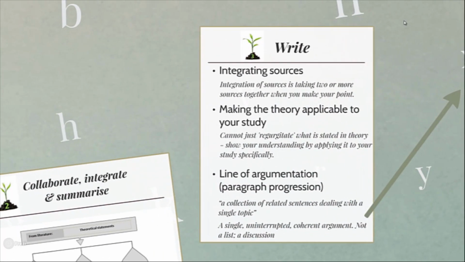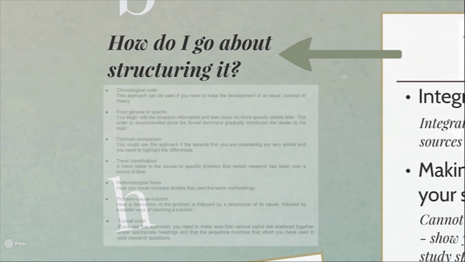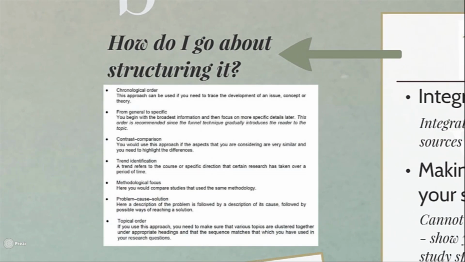Let's move on now to look at the last aspect of writing up your literature review. And let's focus on answering the question about structure. Now, if you look at Tutorial Letter 101, you're going to see that we give you a few ideas around how a literature review is usually structured. You can structure it according to chronological order, from the general to the specific, contrast comparison, trend identification, methodological focus, problem cause solution, or topical order.